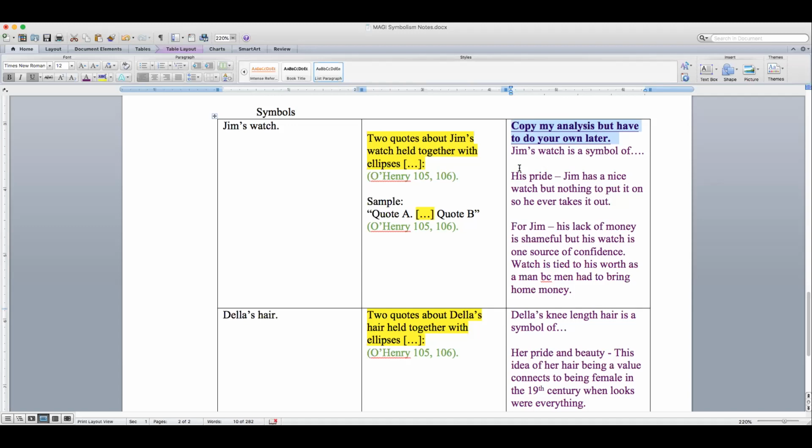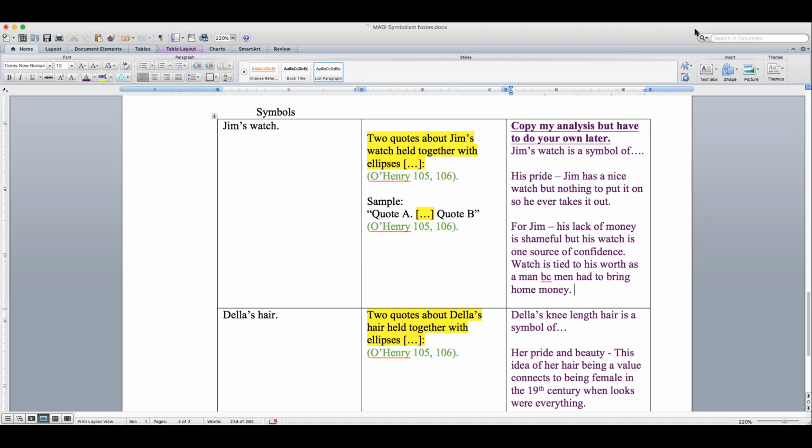Okay, so I think you probably need about 10 to 15 minutes to copy this chart down, to find 2 quotes about Jim's watch glued together with ellipses and 2 quotes about Della's hair glued together with ellipses. Remember, you're looking for when they're described, when they're being interacted with, when they're being thought about or talked about. And then you can either copy my analysis, but you still have to do yours later in your paragraph, or you can just do your own analysis now, knowing that you're going to have to think about what these represent anyway tonight for homework.